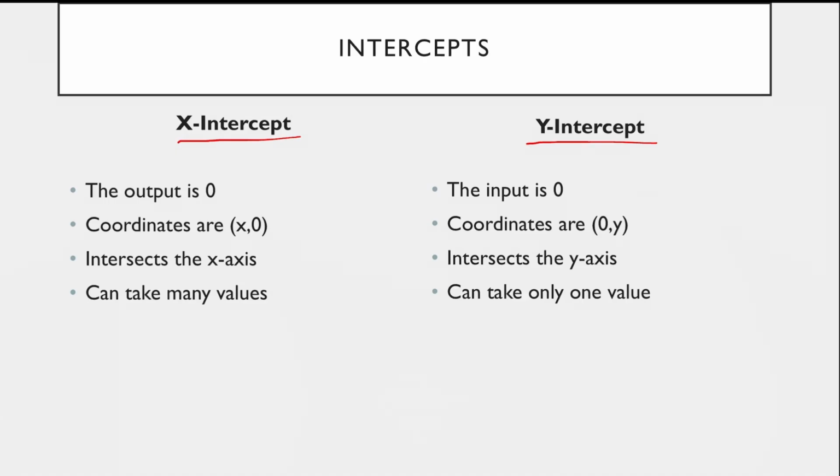The first one is that the output is zero. You take an x, put it in your function such that the output should be zero. On the other hand, the input is zero in a y-intercept. We take x as 0 to get some output, let's say A. Okay, that is the main point. In an x-intercept, you put in something to get 0. In a y-intercept, you put 0 to get something.